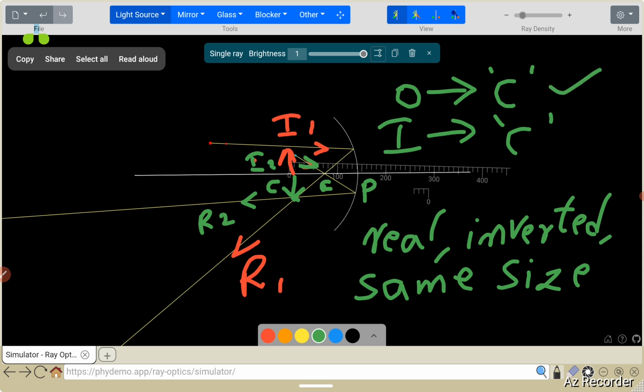Whenever you are drawing ray diagrams, make sure that you take the same distance for the focal length and from focus to center. In your notebook or while writing in the exam, you can take 2 centimeter and 2 centimeter, or 3 centimeter and 3 centimeter equally like this, so that you get the diagram neatly. Understood?